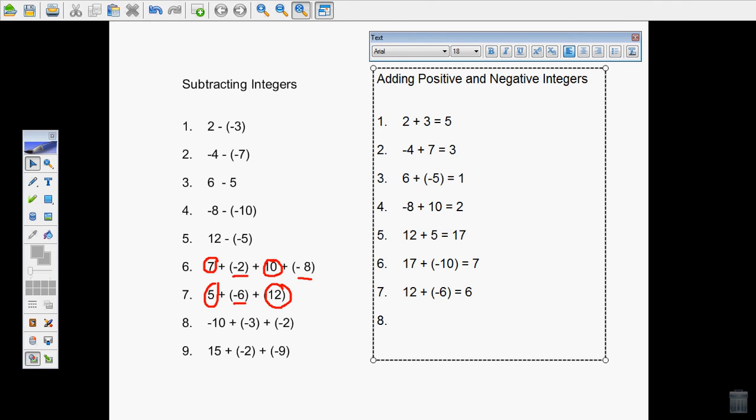Okay, 8, notice this time all three numbers are negative. So this time, -10, you could still combine two of them. -10 plus -3 plus -2. I'm going to make it a -5, which will equal a -15. And then the last one, 15, is the positive, plus a -11, for a total of +4.